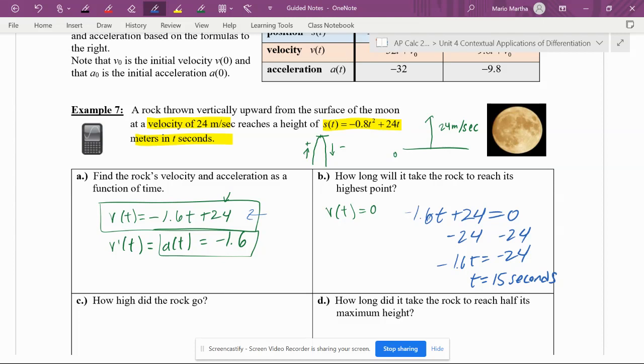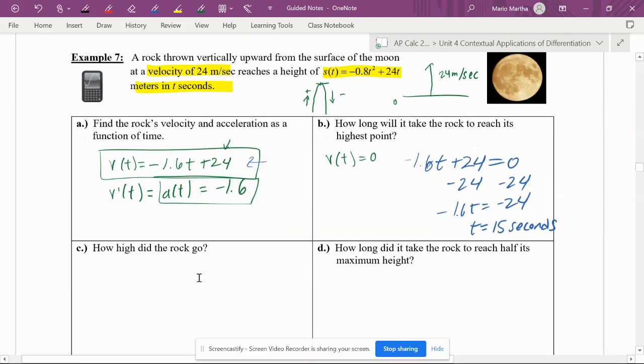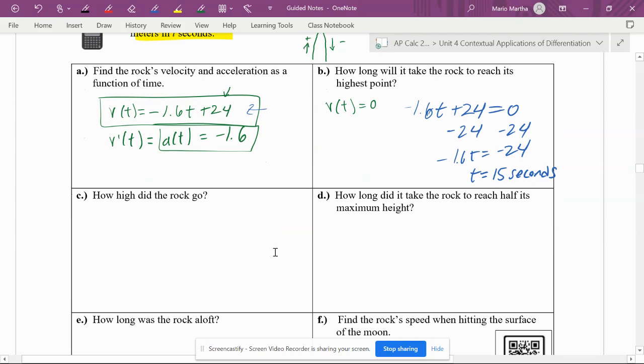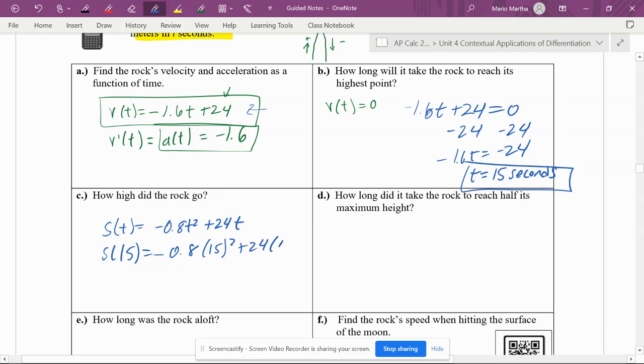Then let's see how high the rock went. We know it took 15 seconds to reach its highest point, so we go back to the position function, s of t equals negative 0.8 t squared plus 24 t, and substitute the number we found. So s of 15 equals negative 0.8 times 15 squared plus 24 times 15. Use a calculator, make sure you're doing that. In this case, you get 180 meters, and that is how high it got before it started to drop back down.